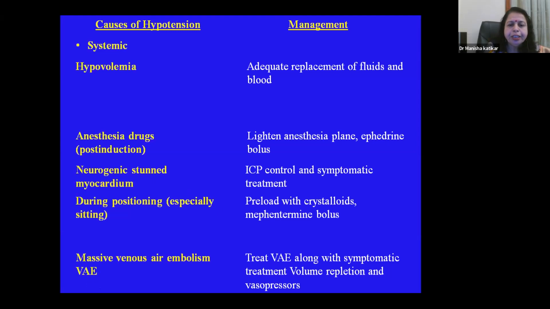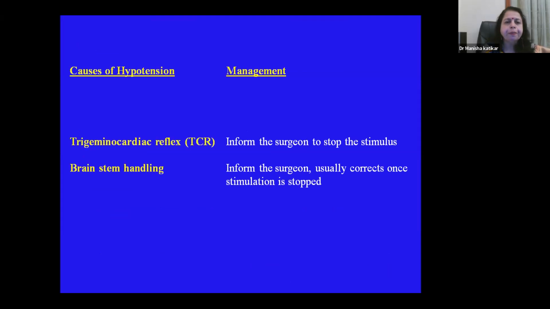If there is hypotension and it is not responding to the routine line of treatment, the most dreadful complication of neurosurgical procedures, especially in a patient who undergoes surgery in the sitting position, is massive air embolism. So you need to be prepared for this. To treat massive venous air embolism, you need symptomatic treatment, volume repletion, and vasopressors. There is also something called the trigeminocardiac reflex, as well as brainstem handling.